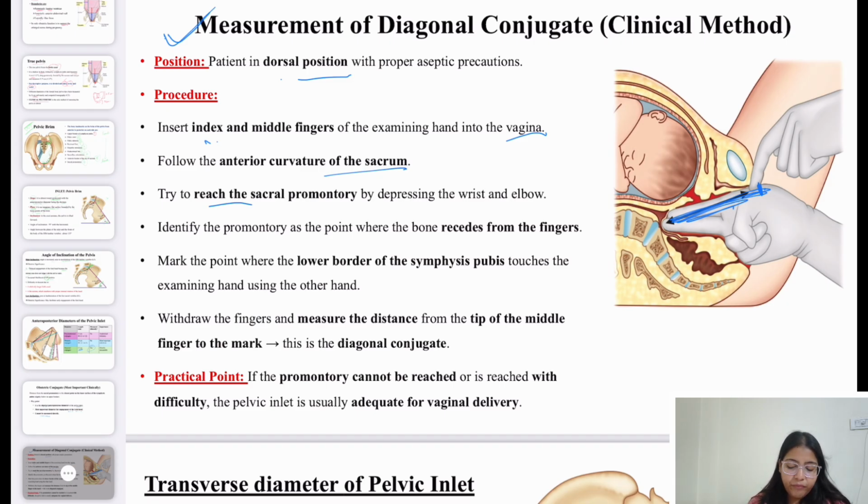Okay, so you try to reach the distant point as much as possible. Identify the promontory where the bone recedes from the finger. Mark the point where the lower border of the pubic symphysis touches the examining hand using the other hand or by any marker, and then you withdraw and measure from the tip to this point, that is the diagonal conjugate, the practical point. If the promontory cannot be reached or it is reached with difficulty, then the pelvic inlet is adequate for vaginal delivery. So that is what I told you earlier.